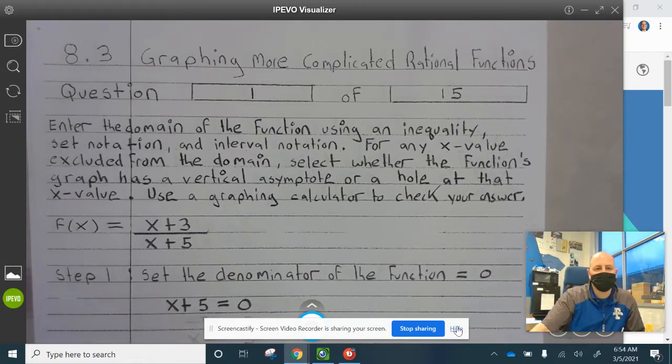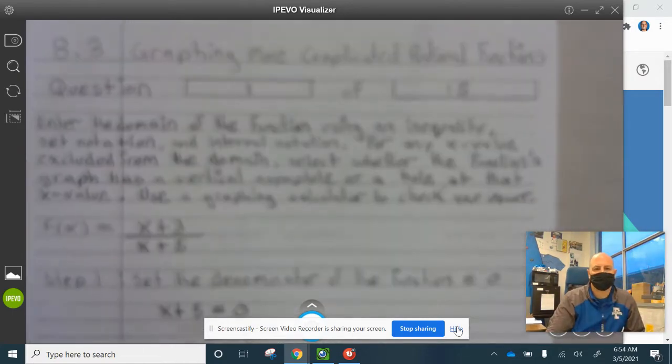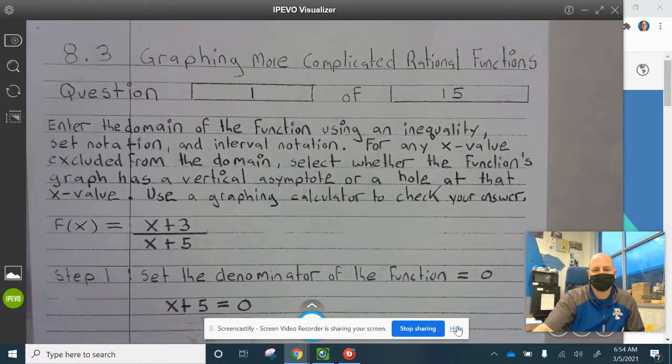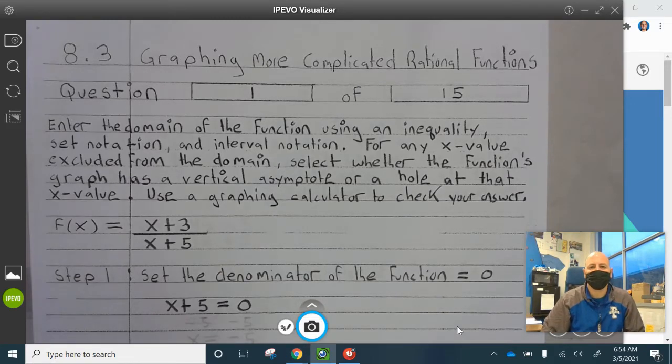Okay, Wildcats, today we're looking at 8.3, graphing more complicated rational functions. Assignment tutorial. Enter the domain of the function using inequality, set notation, and interval notation. For any x value excluded from the domain, select whether the function's graph has a vertical asymptote or a hole at that x value. Use a graphing calculator to check your answer.